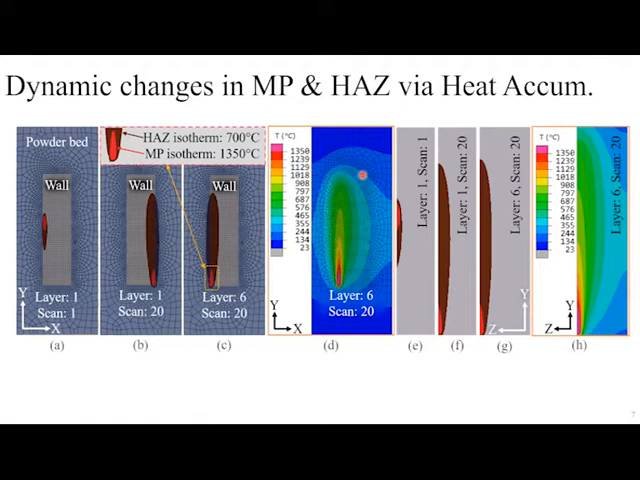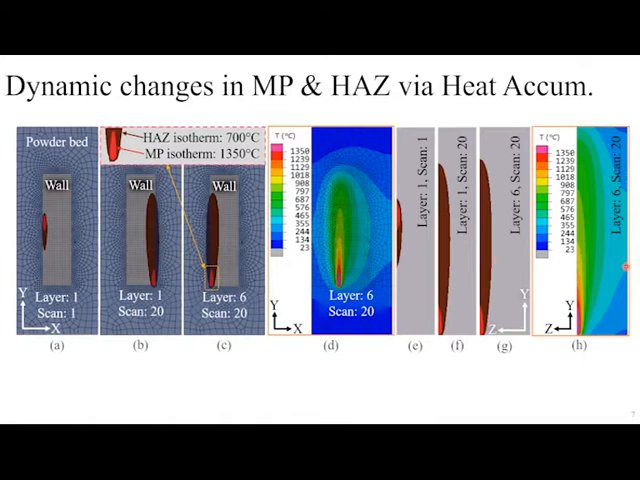Now, if we look at that same sixth layer scan number 20 with the full temperature contours, you clearly see the asymmetry in this case. Again, this is looking down on that top layer and SLM scan number 20. If we look through the depth, these images E, F, and G are looking through the depth, exactly the same thing. Layer number one, scan one, layer number one, scan number 20, and layer number six, scan number 20, and you can clearly see the growth of the heat affected zone.